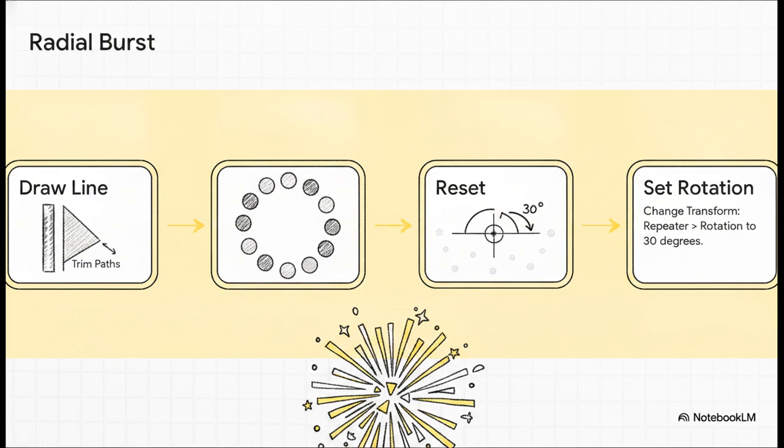Okay, pause. Pay close attention to the math here. Why exactly 30 degrees? Well, a full circle is 360 degrees, right? 360 divided by our 12 copies equals exactly 30. Using this specific math guarantees a perfectly distributed cinematic burst every single time.